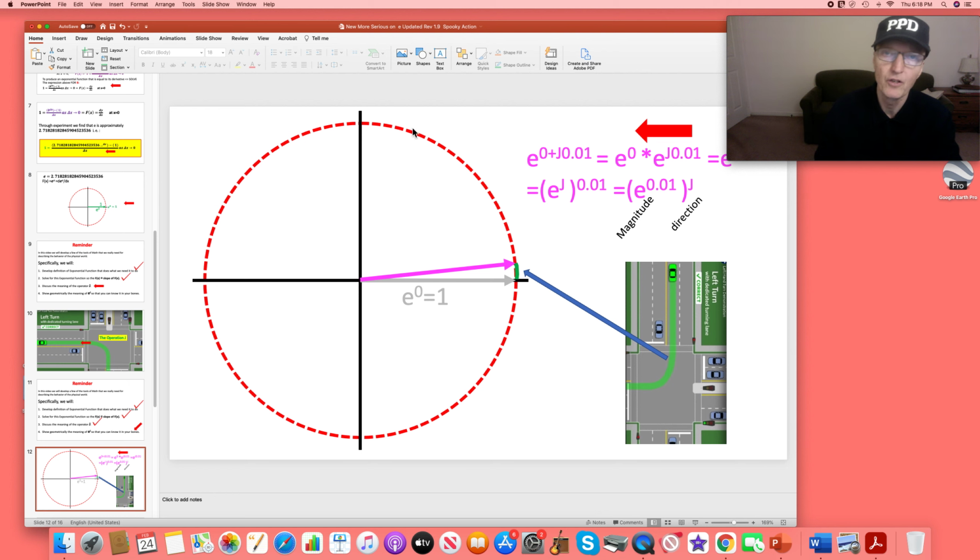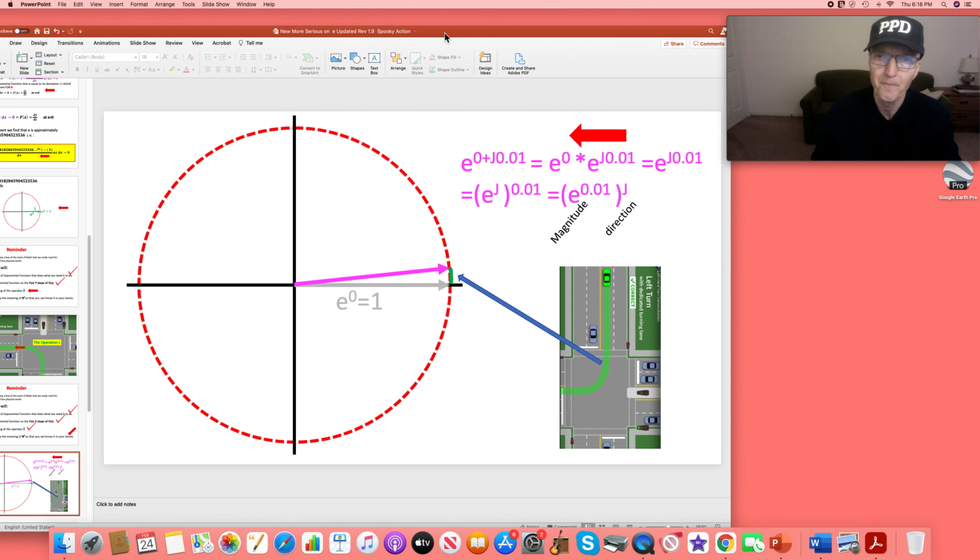So here I show something very interesting. Here I show e to the 0 is equal to 1. We've been there before. And then I'm going to do e to the 0 plus j 0.1 is equal to e to the j 0.1, because remember I said when the exponential terms multiply, the exponents add, okay?